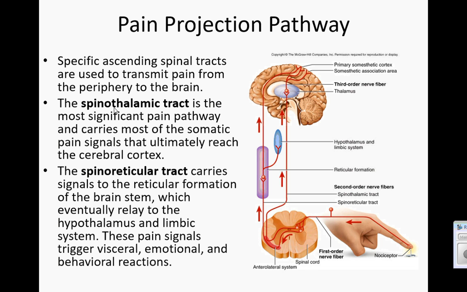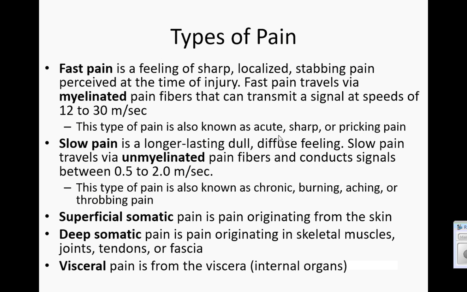But there are also pain situations where we end up traveling to the limbic system. Now, Sarah, what's the nickname of the limbic system? The emotional brain. Okay. These types of pain signals can trigger visceral, emotional, and behavioral reactions. I'm sure you can all think of a time where you had a pain that triggered some form of emotional response. And we've all experienced it, unfortunately.